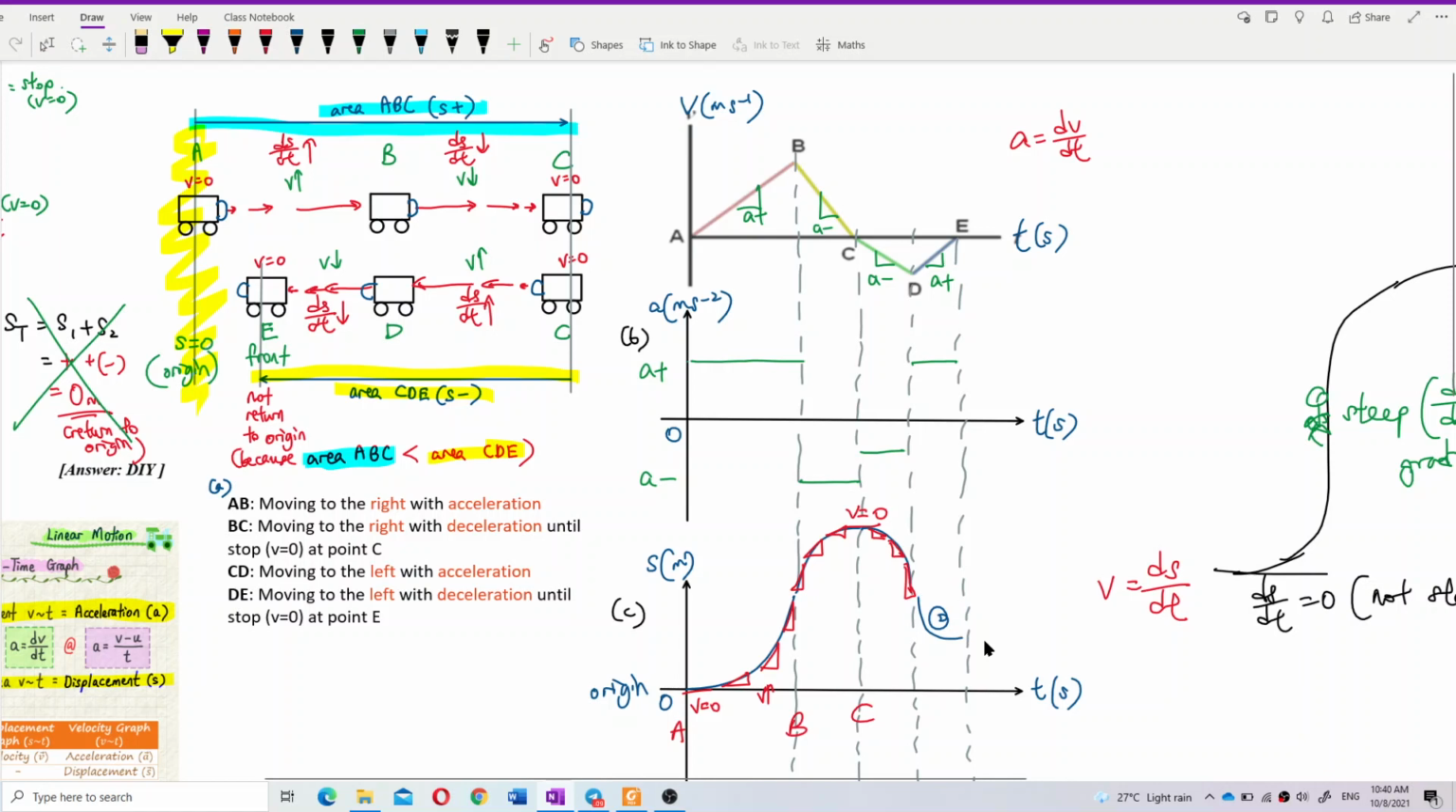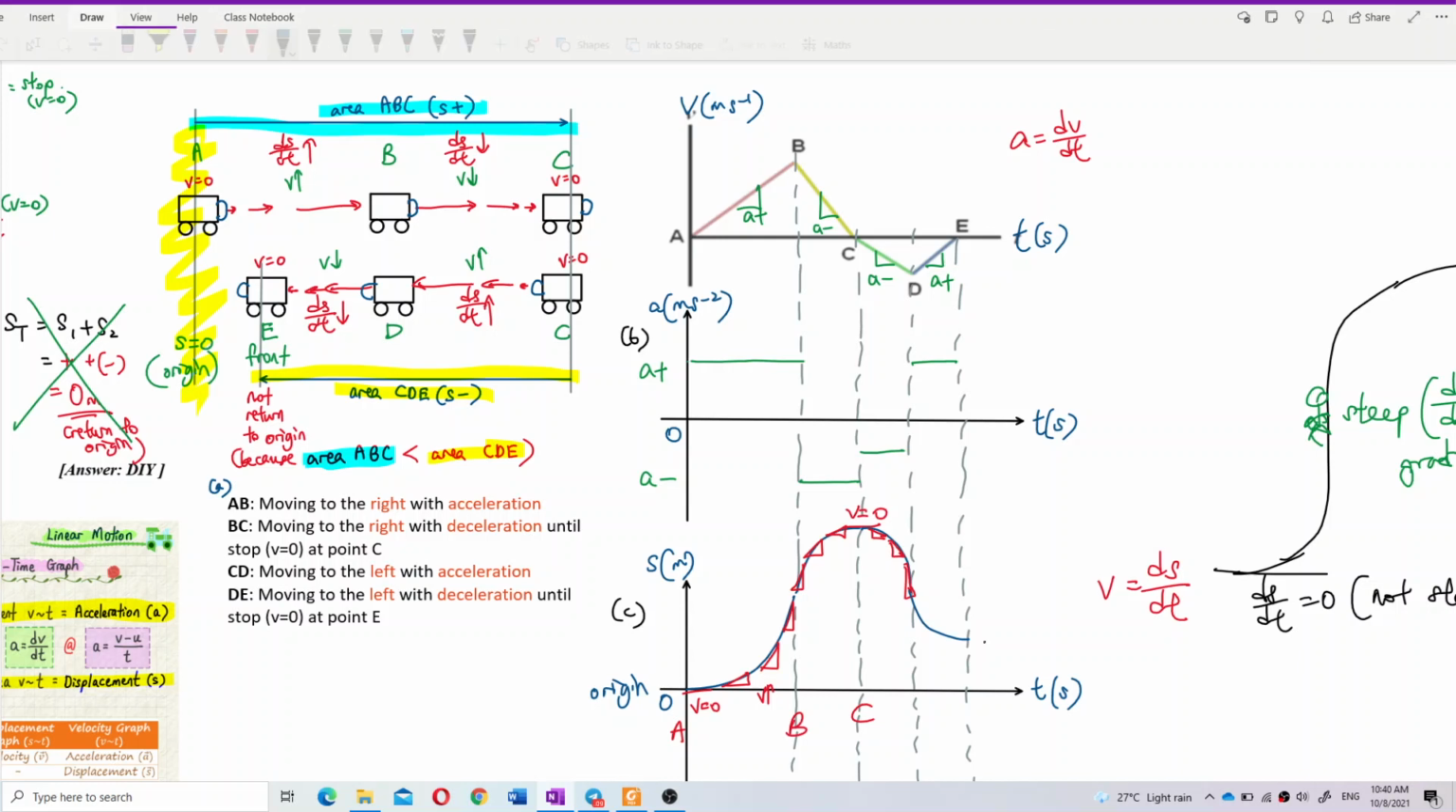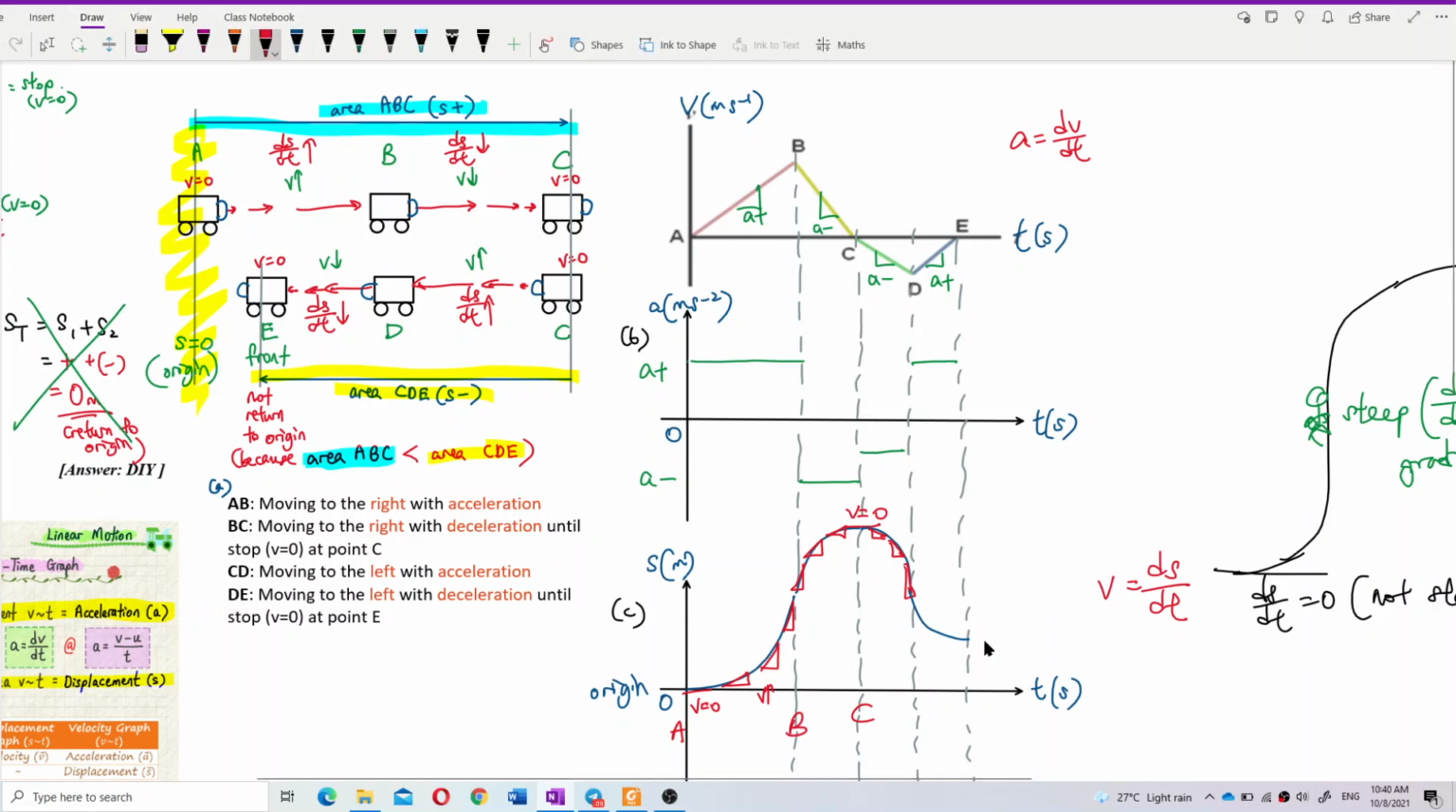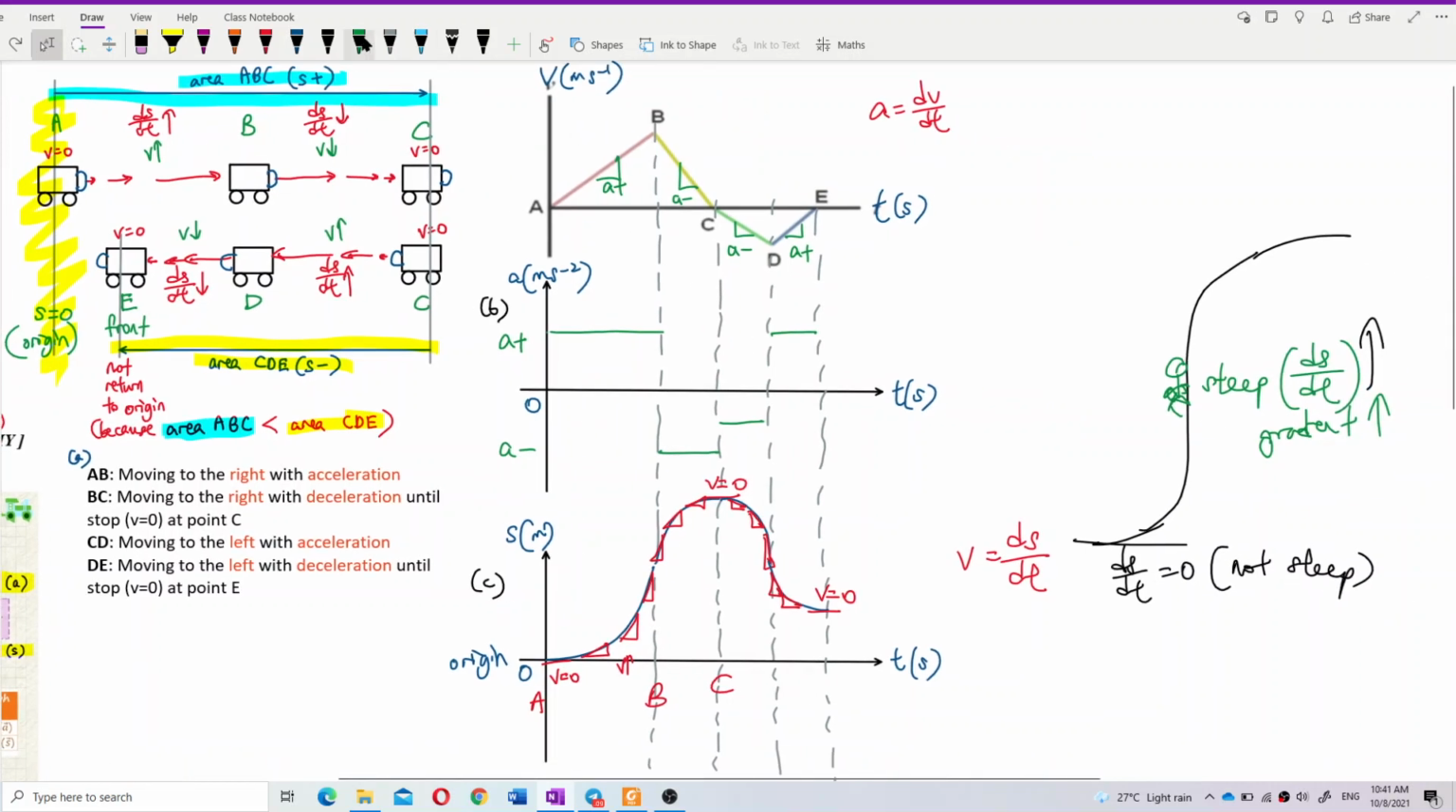So not the first one. You understand? Like that. So you look at the gradient. The gradient is decreasing from maximum back to 0 velocity, back to a horizontal line. And why do I not draw the graph going back to the origin? Why is the graph stopped in front of the origin?